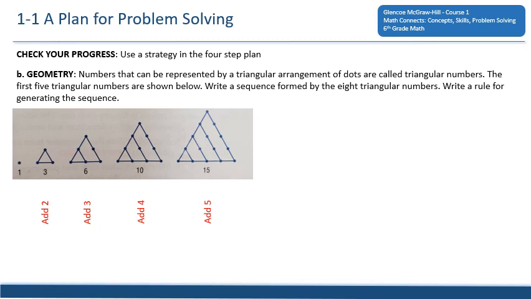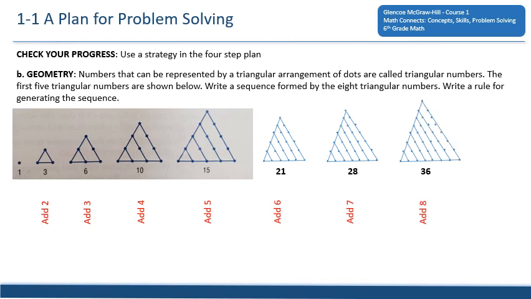So if we're trying to find out how many are in the 6th triangle, we're going to add 6 to get the next triangle, and that is what it would look like with 21 dots. Excuse my drawing here, and then if we want to find the 7th triangle in the sequence, we would add 7 more dots, and we would get 28 dots, and that would be the new triangle. And then if we wanted to find the 8th triangle in this sequence, we would add 8 more dots, and we would get 36 in our new triangle.